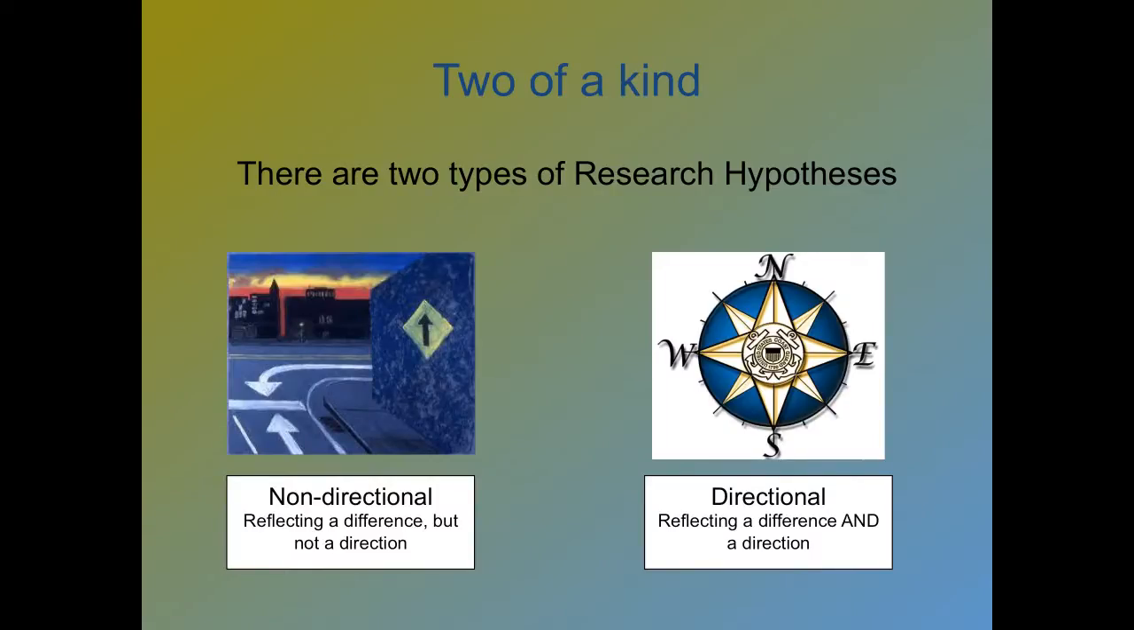And that takes us to the next concept. Research hypotheses actually come in two flavors. There can either be non-directional or directional. And what do we mean by that? Non-directional. What does the word non-directional mean? It means that you have no direction, right? You can go either way.